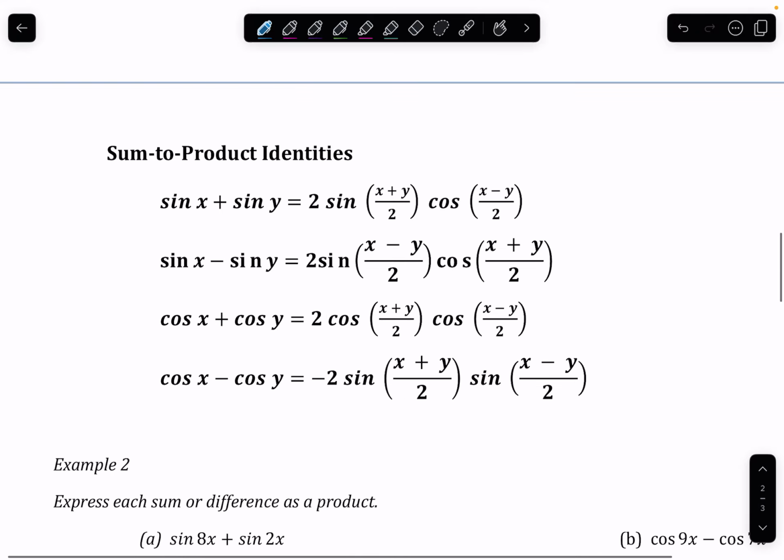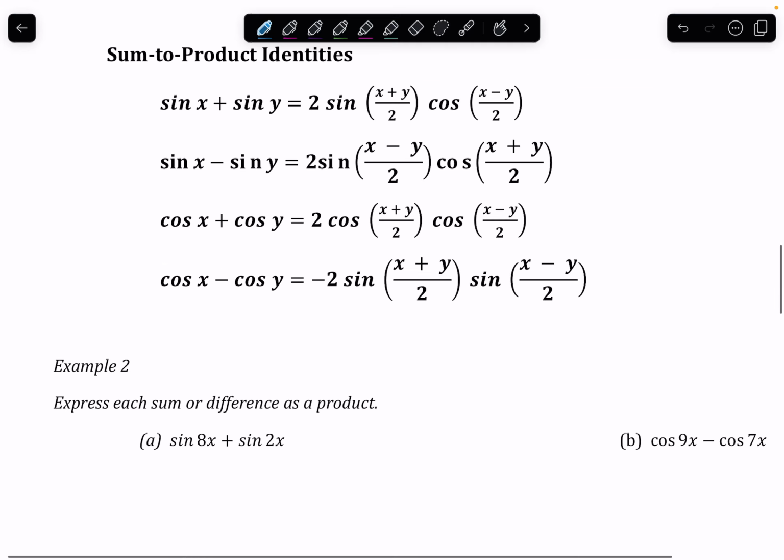Sum to product identity. So this is your next round of identities. So this time, instead of going from a product to a sum, it's going from a sum. Again, a difference is just adding a negative, to a product. All right, so in this case, since I wrote these in terms of x and y, again, you've got to get comfortable seeing the different letters. So rather than identifying alpha and beta, I'm going to identify them as x and y.